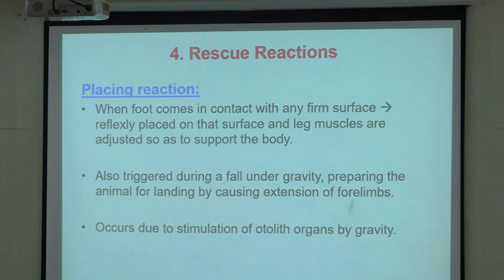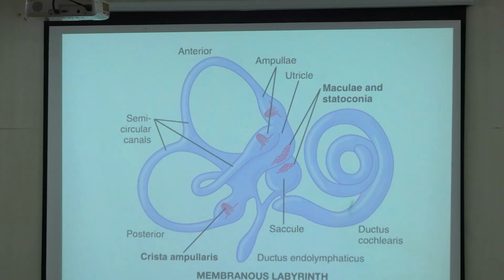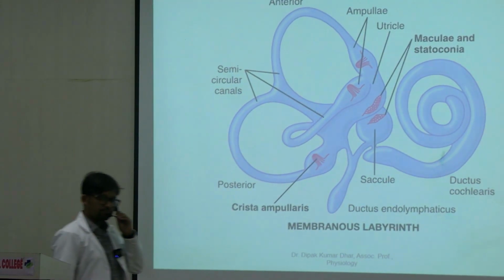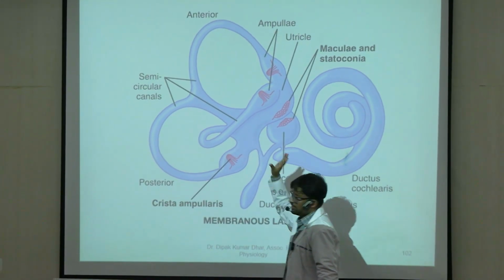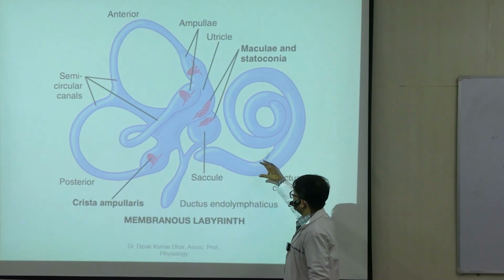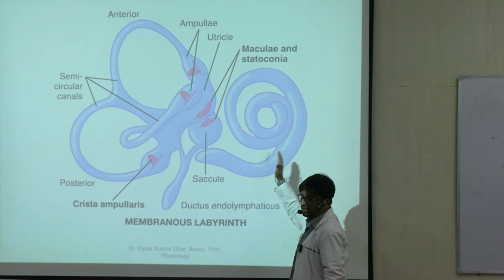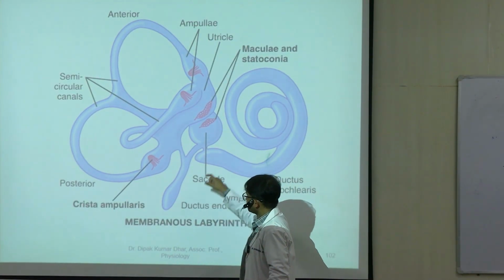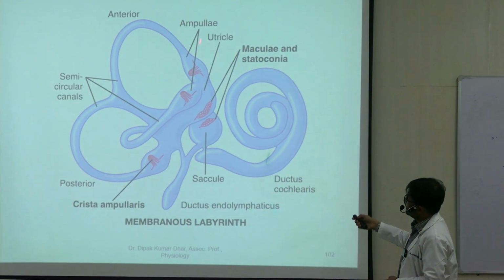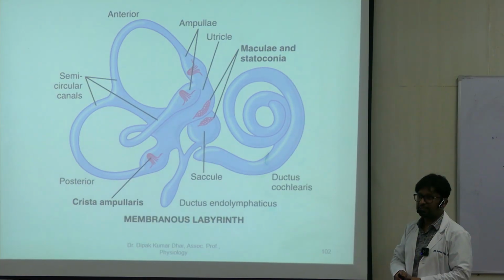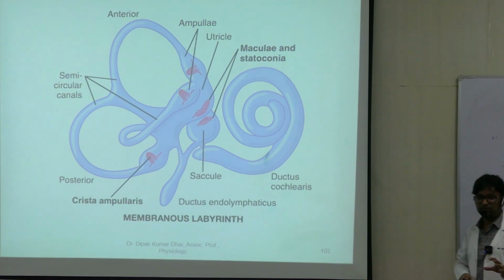Now these rescue reactions, like this particular one, the placing reaction, happen because of the stimulation of otolith organs by gravity. Now what is this otolith organ? Look at this picture. This is a picture of the inner ear. In the inner ear, these three structures that you see are the semicircular canals, right? And this part is the cochlea, concerned with hearing. Now, here you have something called a saccule, and here the utricle. These two structures are concerned with detecting linear acceleration. These are stimulated by gravity.